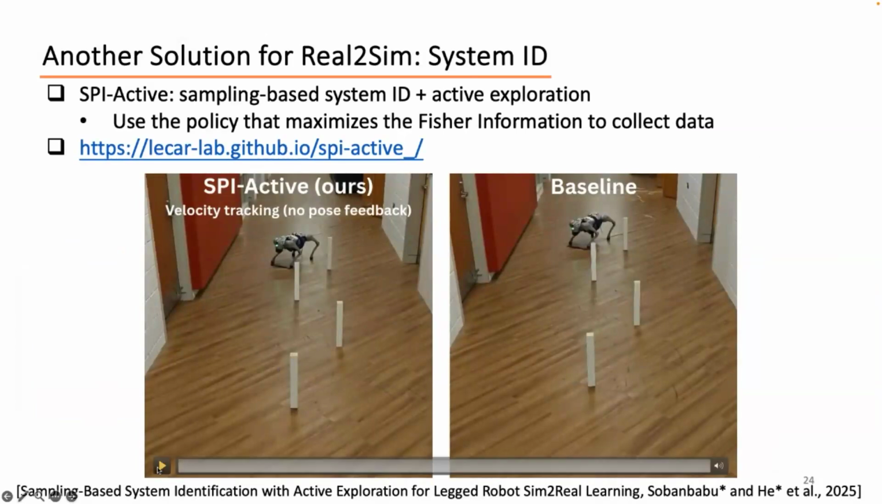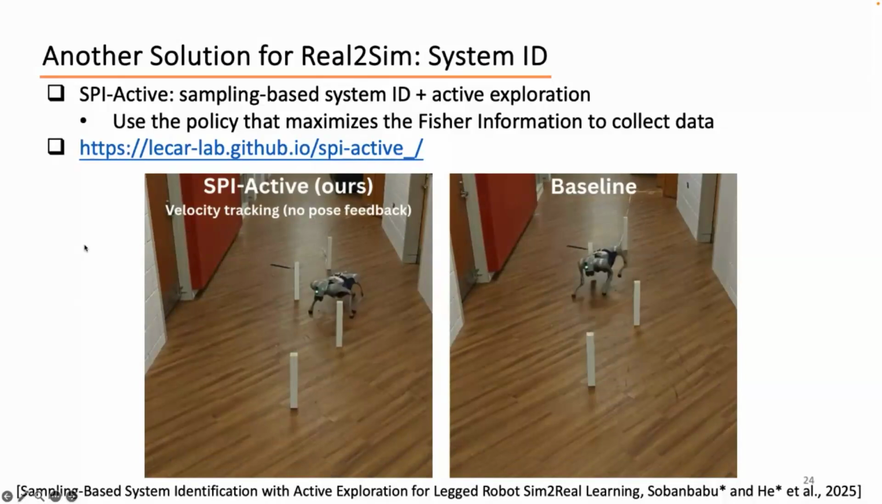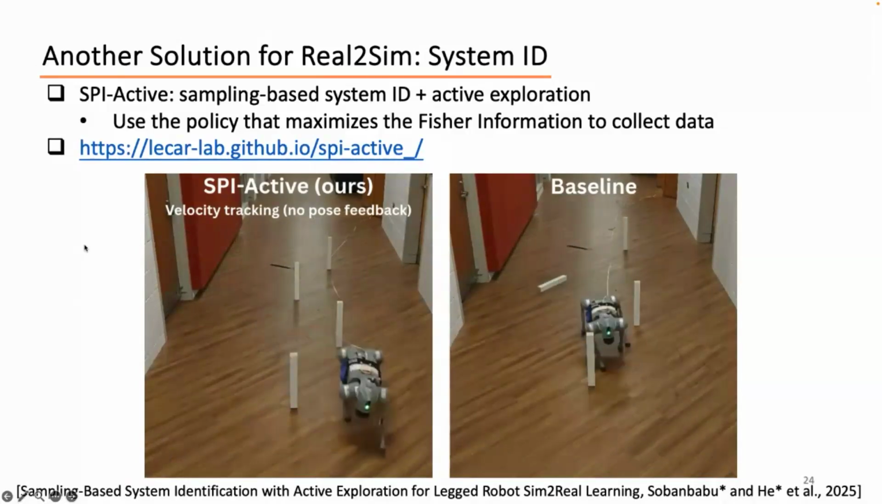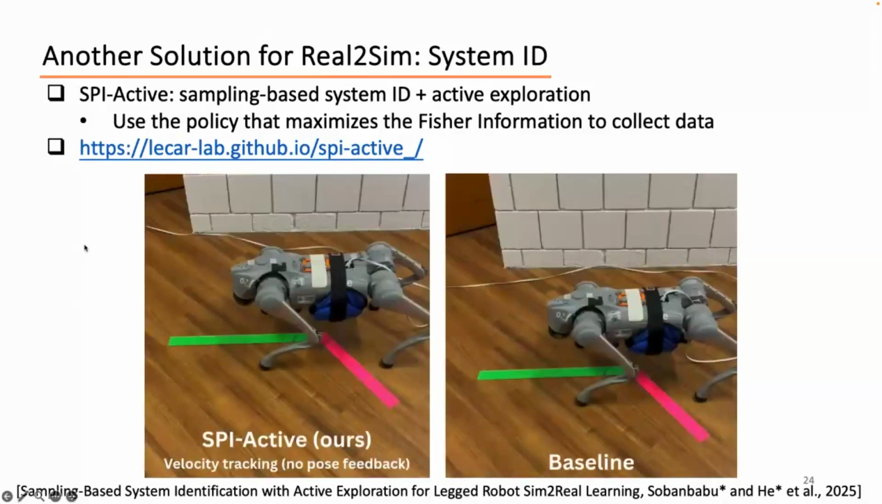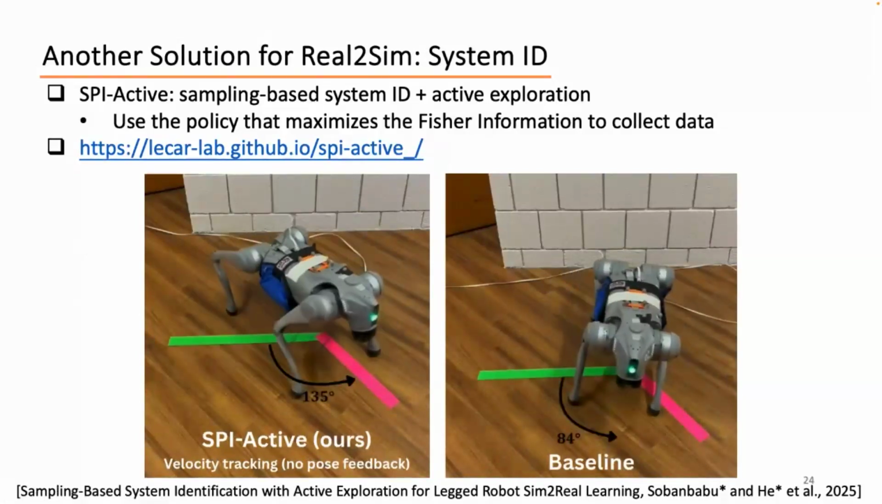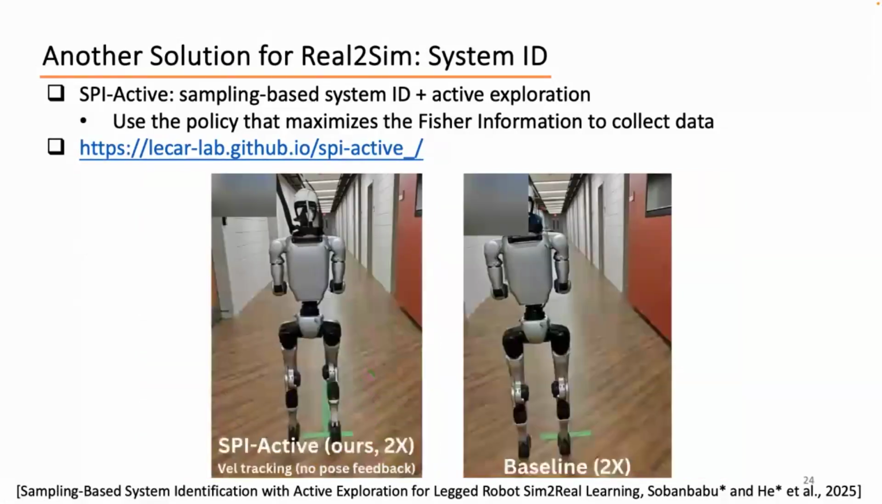And I just want to show you some demos. In these videos, the task is open loop velocity tracking, and we don't have any position feedback. The robot is blind. And the left is ours. You can see the quadruped can pass these pillars, and the red is the baseline. And this is jumping, right? After system ID, the robot is very accurate.